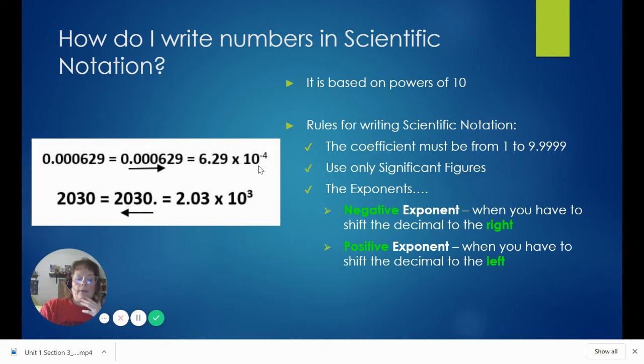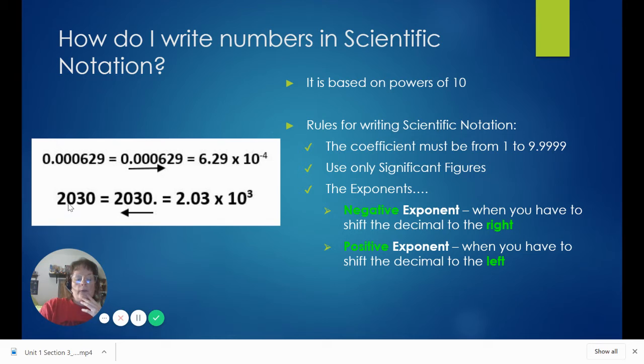And you multiply it by 10 to a power. What do you put here as your power? It depends on how many places you move that decimal point. Well, we moved it 4 places. Now, why do we have a negative? Well, that's because we started out with a number that was a decimal, and it was very, very tiny. So we end up with the negative number here.